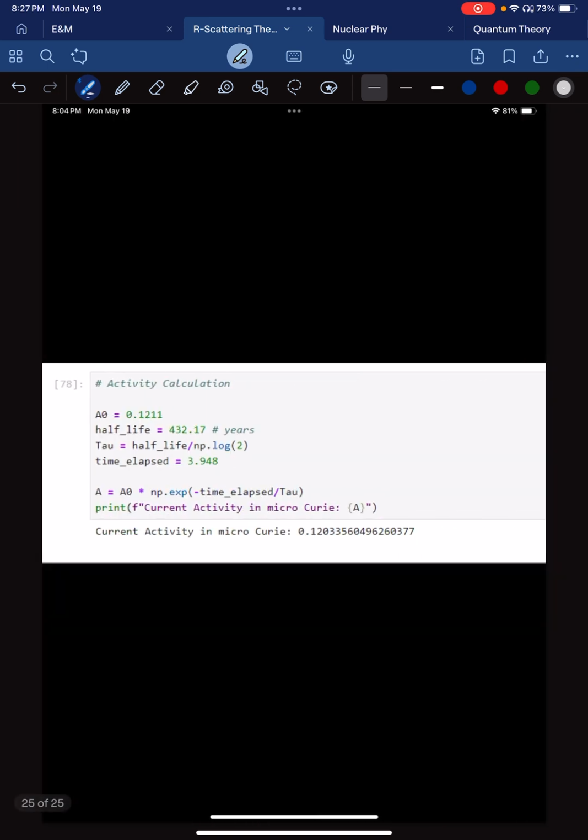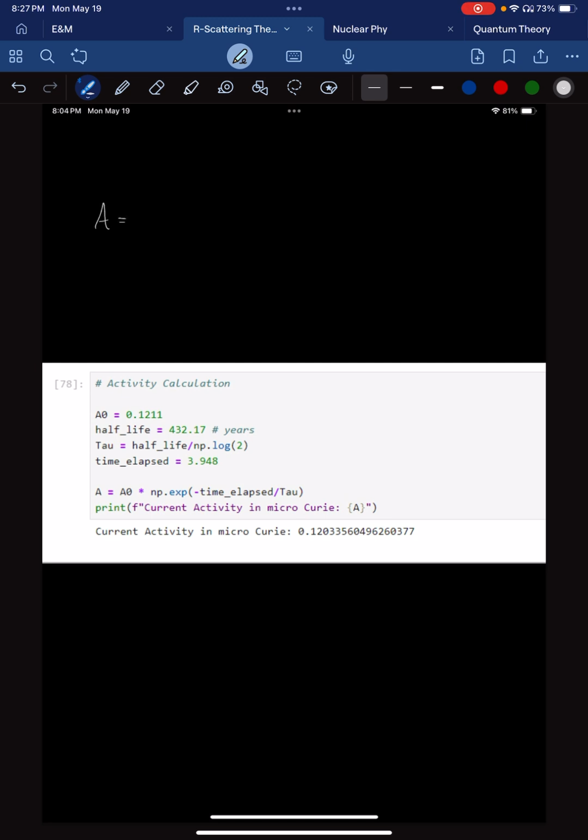But the last thing I did, and then I'll tell you about one more thing, was I needed to get the current activity of our source. So we're using americium as our radioactive source of alpha particles, and it's really important to know the source activity, because if you don't know the source activity, then you can't figure out how many alpha particles you're actually going to have in your beam per second. So I had to go ahead and calculate that, and it's a pretty easy calculation.